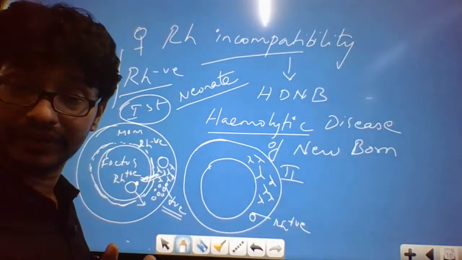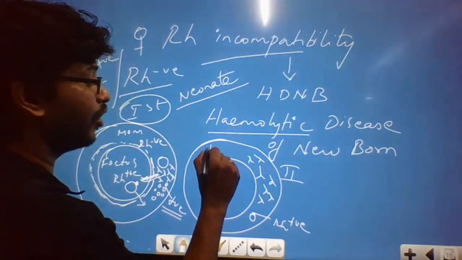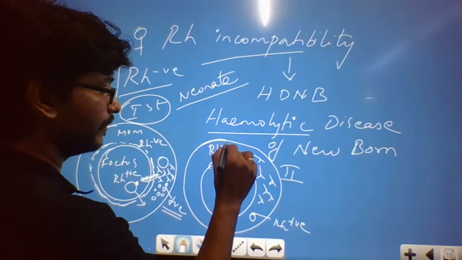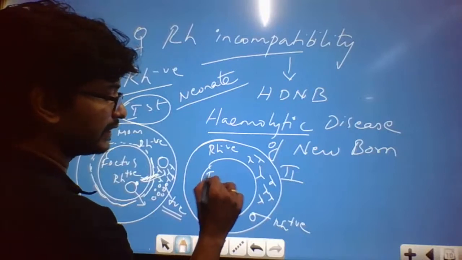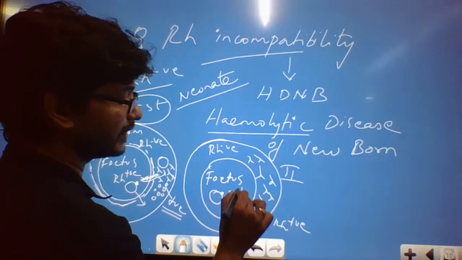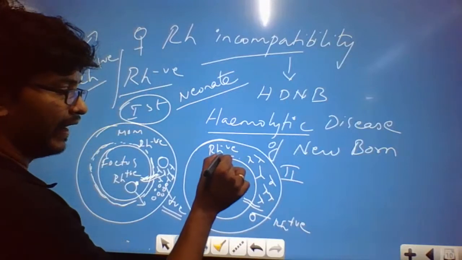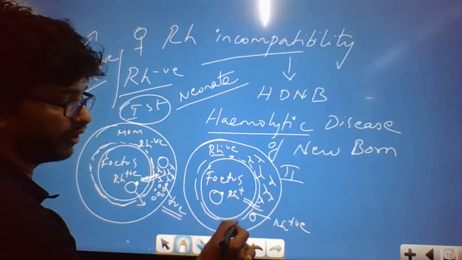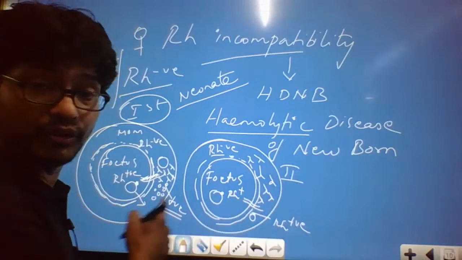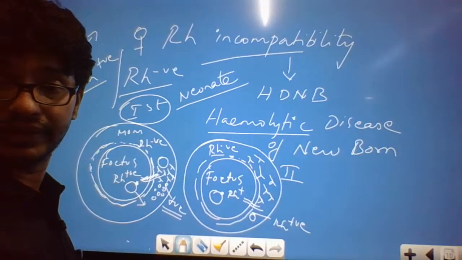But what happens in the second pregnancy? In the first pregnancy there is no problem, but in the second pregnancy, if the same woman conceives again, she is RH negative. And again the fetus is RH positive. The same condition: the umbilical cord and the fetus are covered with the placenta. But in the first pregnancy the antibodies were not there, so the baby was safe. But what happens in this second pregnancy?